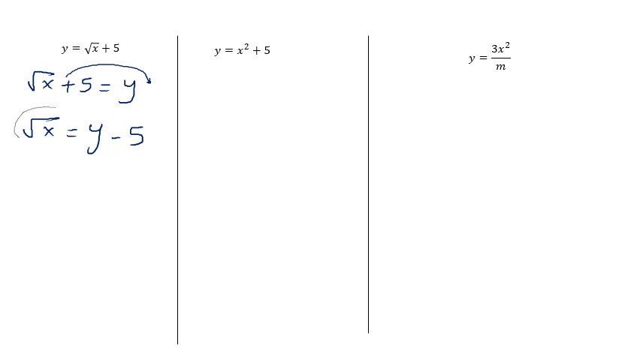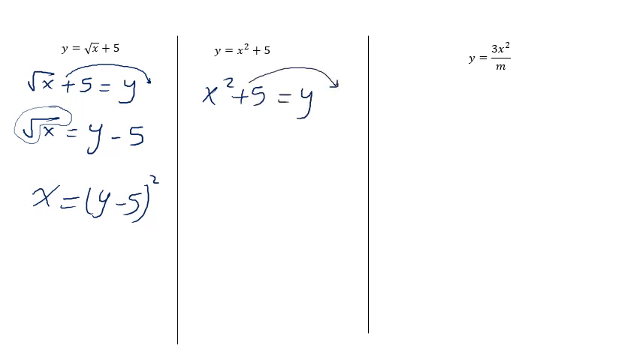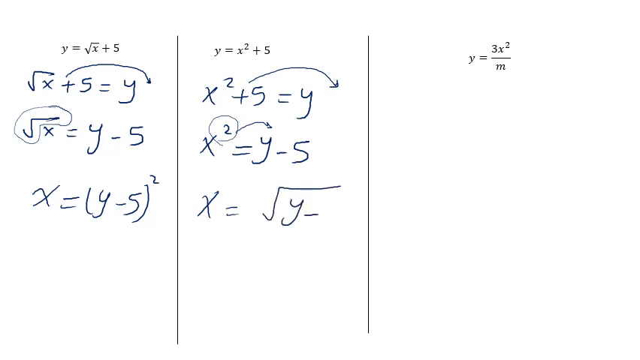By moving out the root, I am squaring the right hand side. So x is equal to y minus 5 all to the power of 2. But in case it's x squared plus 5 equal to y and you move positive 5 to the other side, so x squared is equal to y minus 5. The squaring is moved to the other side as a root, so x is equal to root y minus 5.